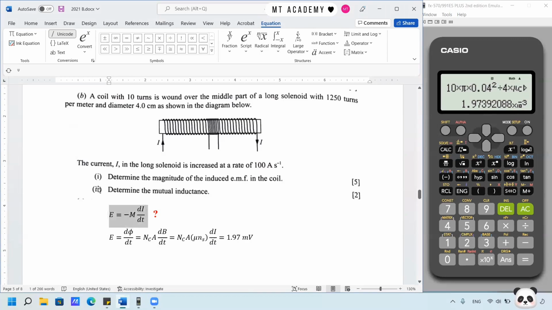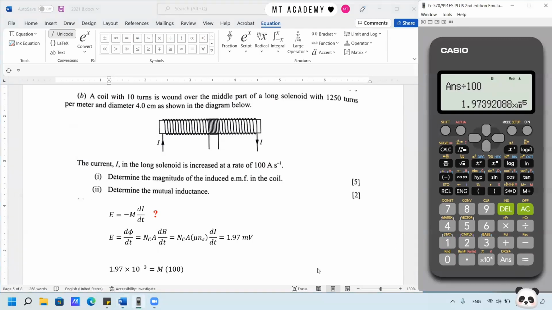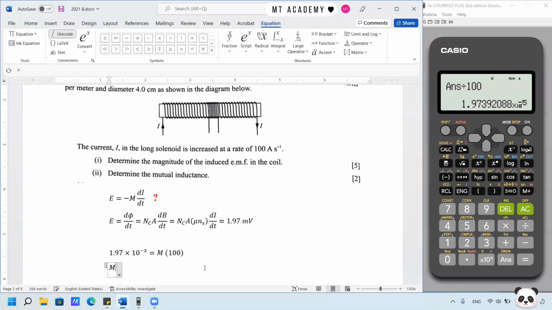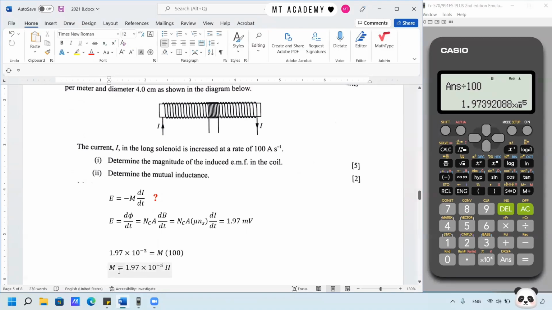Now we can use the formula to solve the second question, determine the mutual inductance. We have the induced EMF as 1.97 mV, which is equal to the mutual inductance multiplied by the rate of change of current. So we just divide by 100, and that is your mutual inductance. It is equal to 1.97 times 10 to the power of negative 5 Henry. Mutual inductance has the same unit as self-inductance, so it's Henry. That's all for this question.